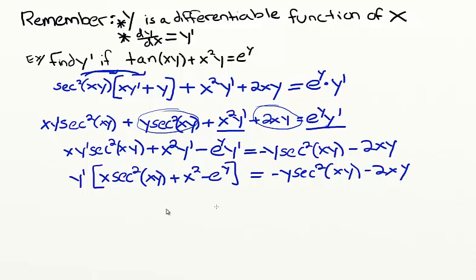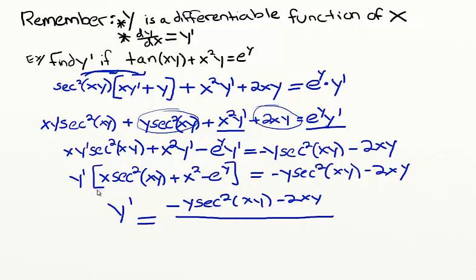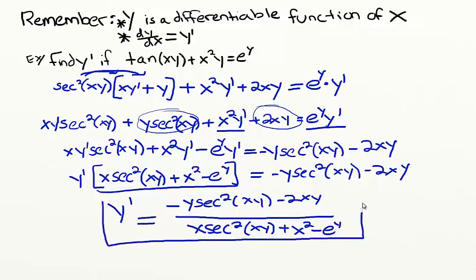Alright, we're really close. Now we just need to divide to get y prime by itself. So y prime is equal to our right hand side, which is y secant squared of xy minus 2xy, all over this big chunk right here. So we have x secant squared of xy plus x squared minus e to the y. And there you have it. We have solved for y prime by using implicit differentiation.